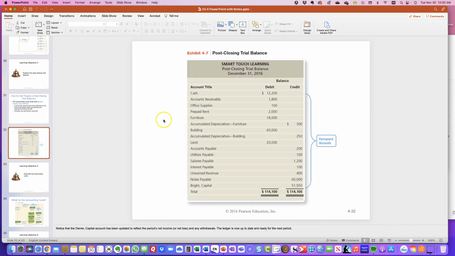As you see here, we do not see any revenues. We do not see any expenses. All we see are assets, liabilities, and our final balance in owner's equity. All of our permanent accounts are listed here.